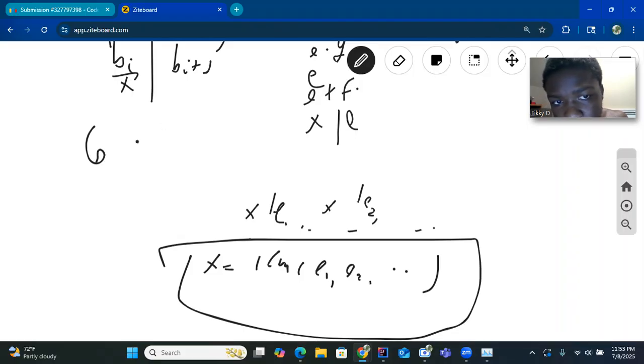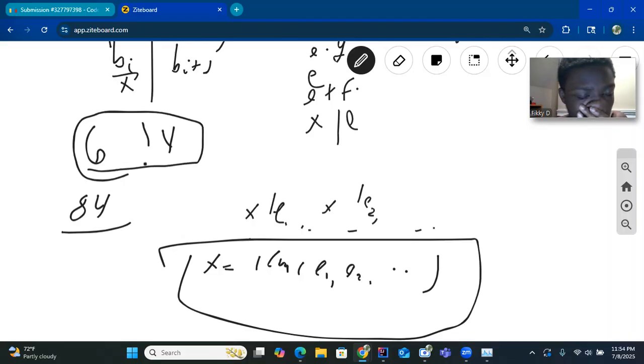6 and, let's say 14, you basically need it to divide 84, but then you remove the GCD between these. The GCD is, I believe, 2, so you really only needed to divide 42 if you needed to divide 6 and 14. So that's what you could also do.